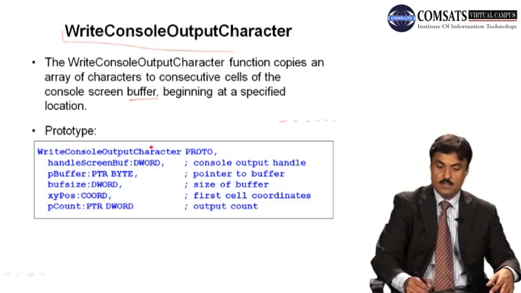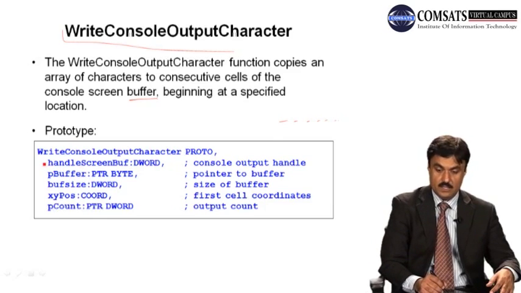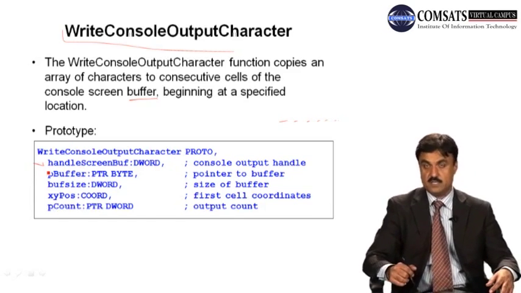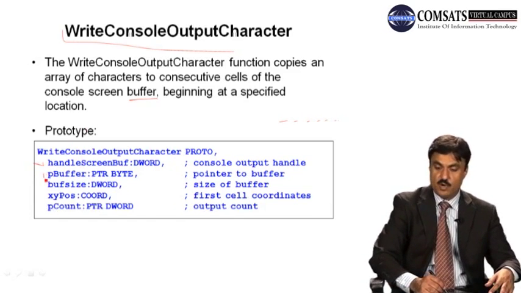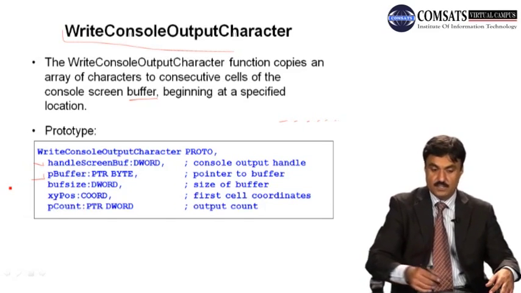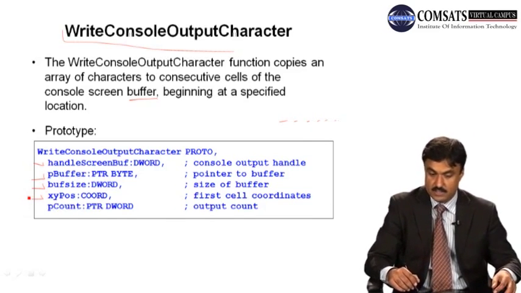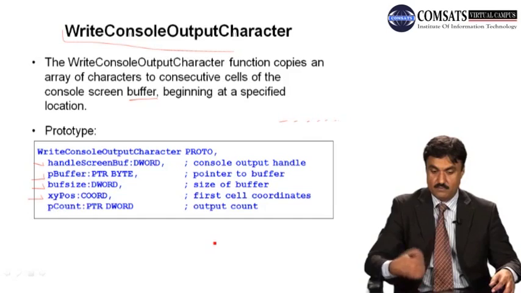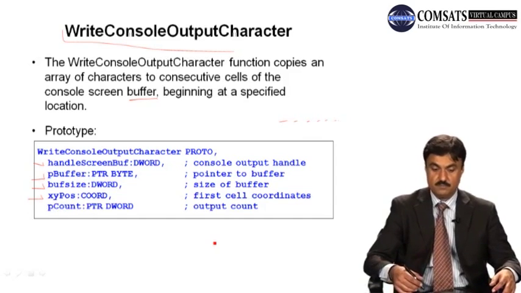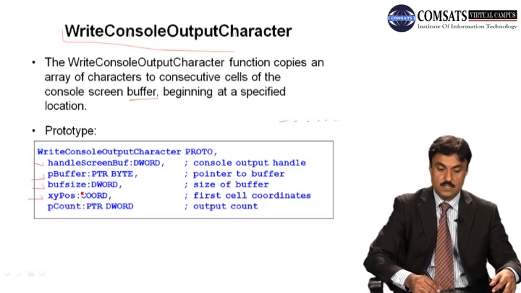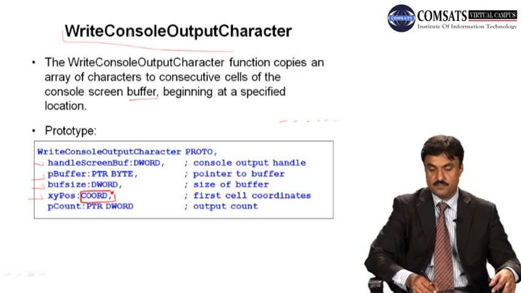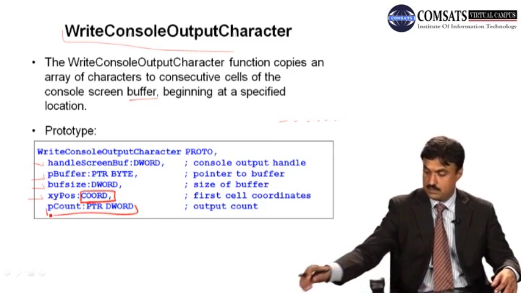So this is the prototype, and first is the handle. So we need the console output handle as we saw in the previous example. We need the pointer to the buffer that we want to write there. There is the size, and we need the coordinate, or the first cell coordinates, where we want to write the information. Here you can see this COORD, or coordinate, is the structure that we have already defined. Okay, and then we have the pCount, or the output count, that is how many have been written.